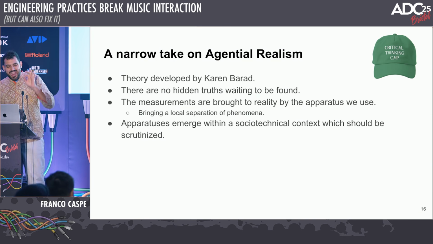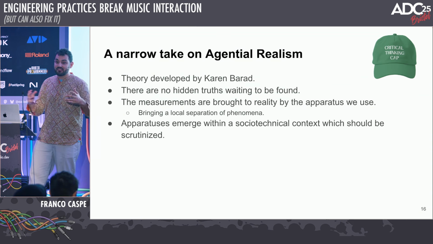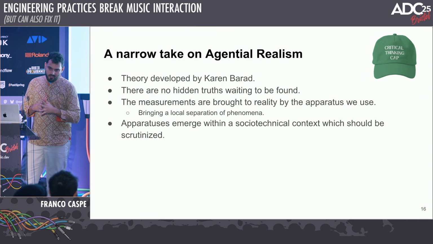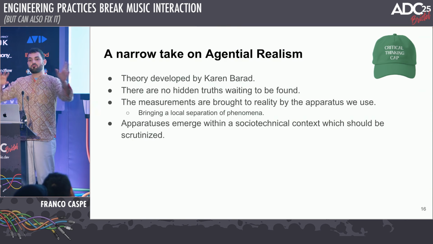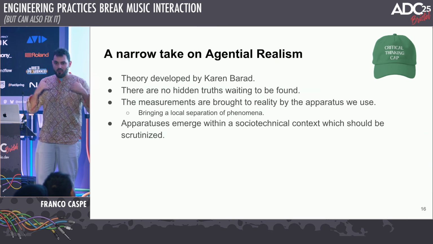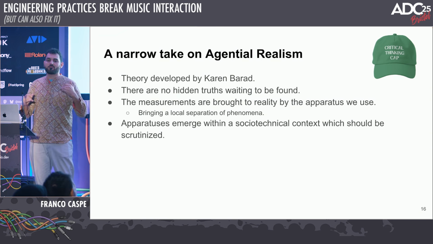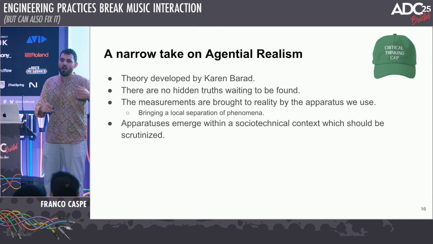I'm going to give you a very, very narrow take on agential realism, which is a theory of existence, of ontology, of knowing, that was developed by Karen Barad. And pretty much what this theory tells us is that there are no hidden truths waiting to be found. And we can really quickly attach it and apply it to our problem. It's like when we are trying to measure something or when we are trying to model something in language, that thing that we model only appears when we model it.